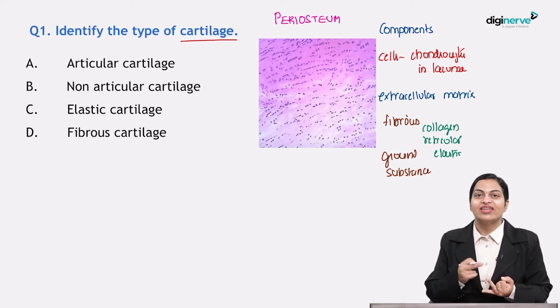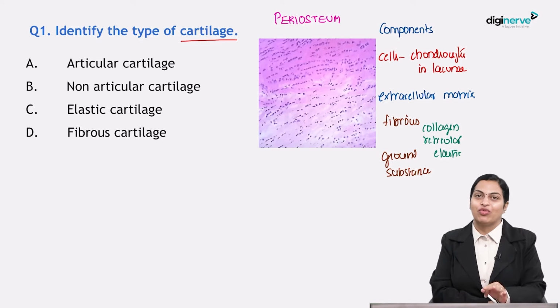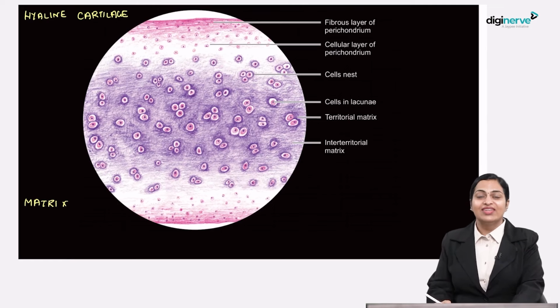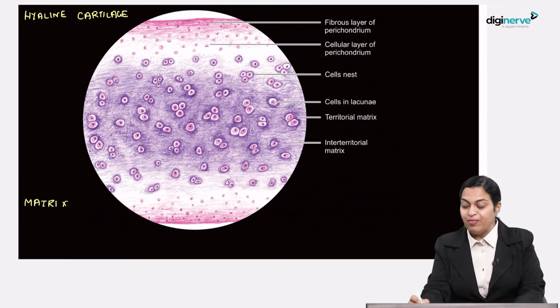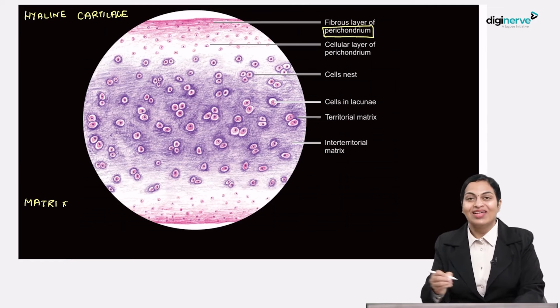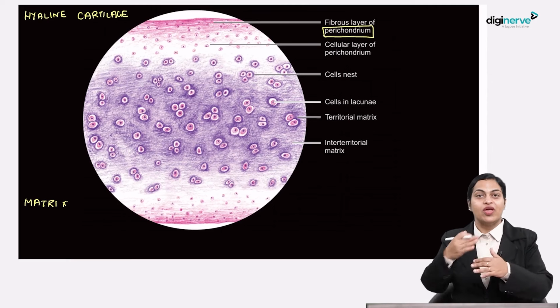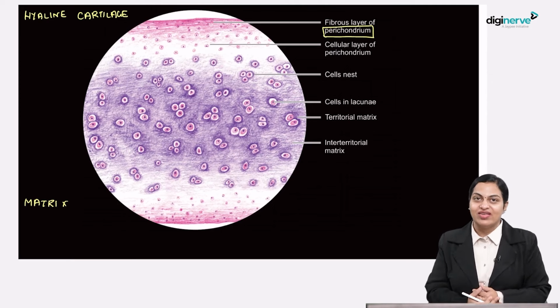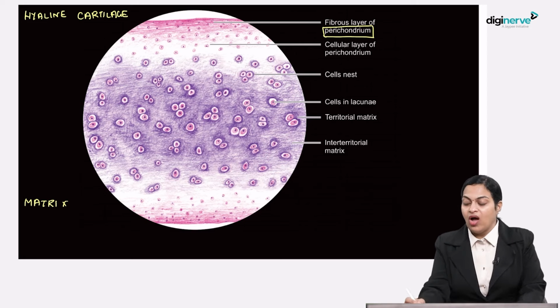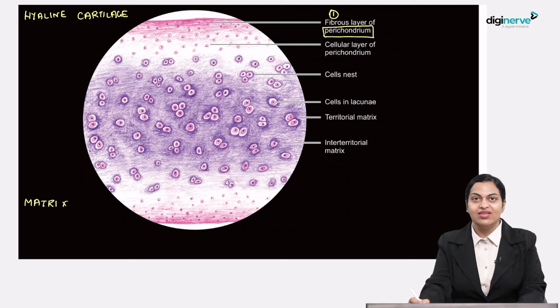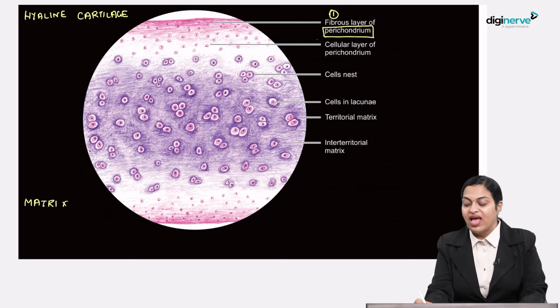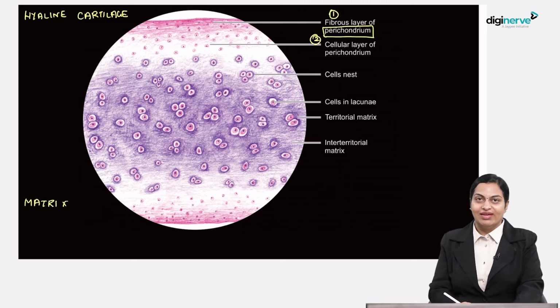What are the three types of cartilage you know? Hyaline cartilage, elastic cartilage, and fibrocartilage. Come on, let us look into it. The hyaline cartilage has a perichondrium, and as I told you, the perichondrium is the outermost layer of the cartilage, isn't it? This perichondrium consists of two layers. An outer fibrous layer made up of collagen fibers and an inner cellular layer.